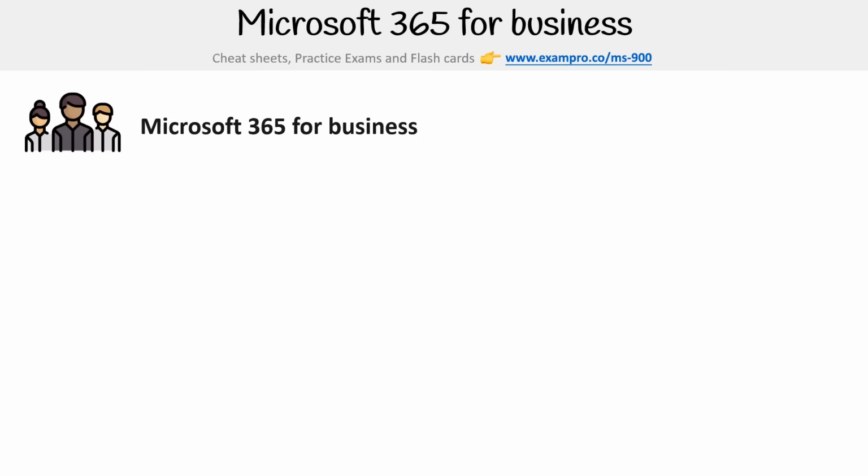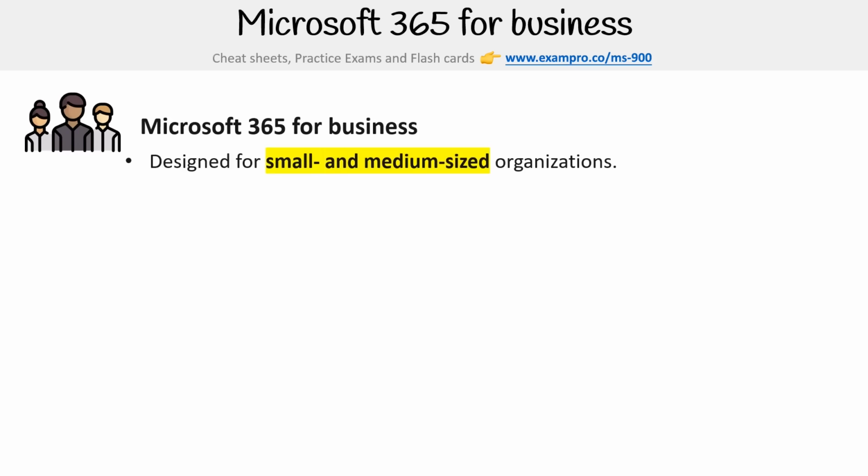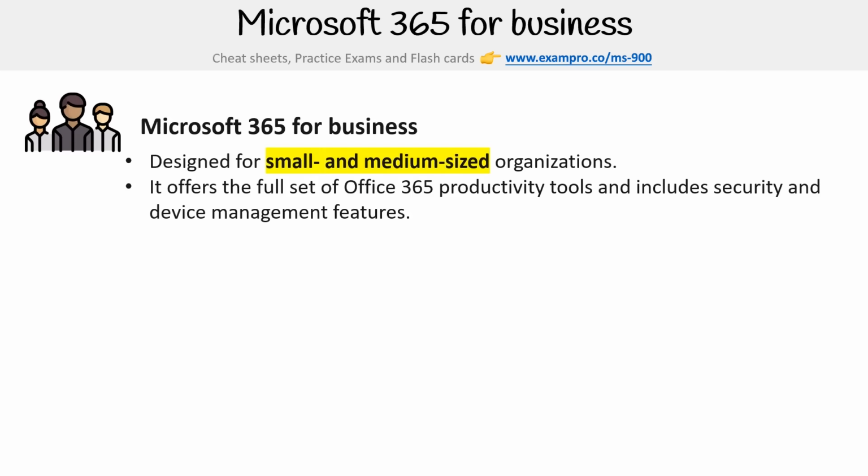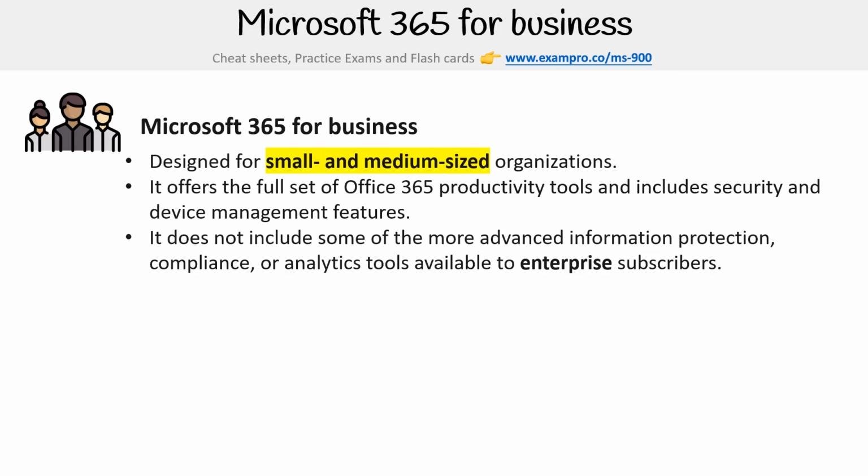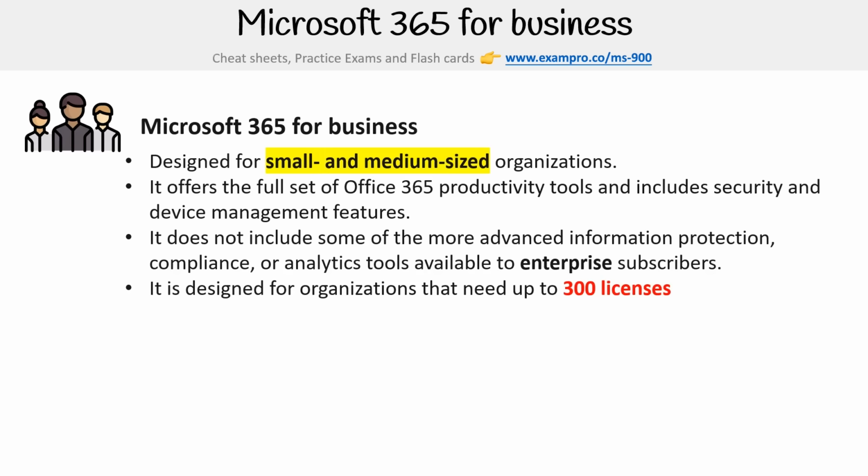Hey, this is Andrew Brown from ExamPro, and we're taking a closer look at Microsoft 365 for Business, which is designed for small and medium-sized organizations. It offers the full set of Office 365 productivity tools and includes security and device management features. However, it doesn't include some of the more advanced information protection, compliance, or analytics tools available to enterprise subscribers. It's typically designed for organizations that need up to 300 licenses.